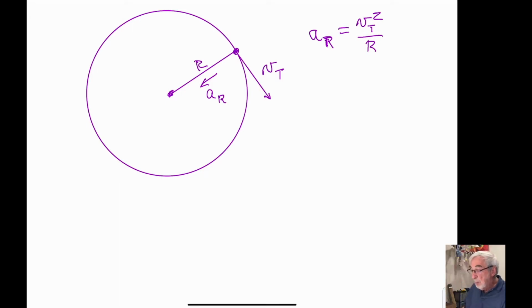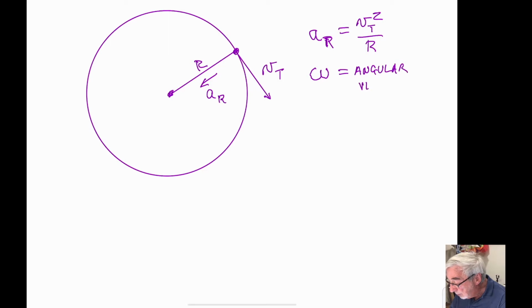You're going to learn in chapter 10 that there's another way to talk about circular motion, in terms of the angular velocity. Omega is the angular velocity of this particle. It's 2 pi over the period of the oscillation. It's how many radians per second this particle goes around. So it's angular velocity.